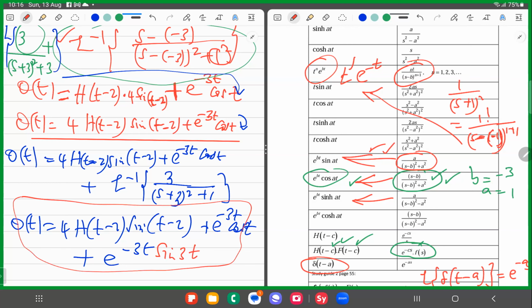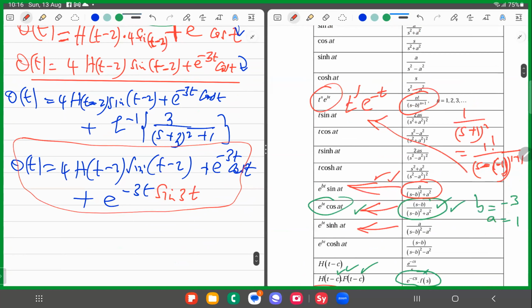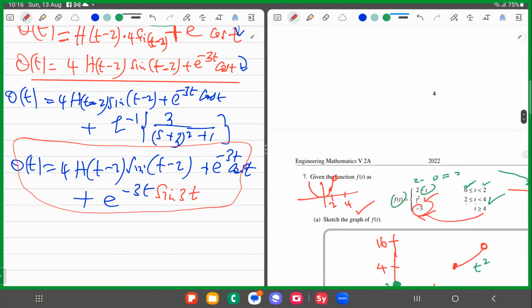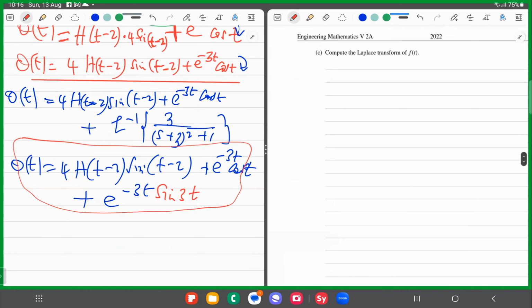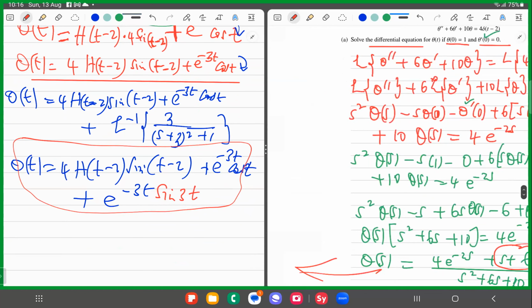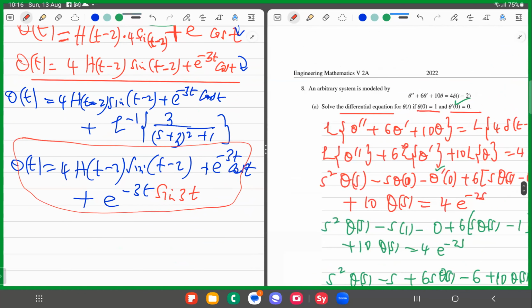How do you check the answers? In general, you can check the answers by multiplying out, by evaluating the function at the initial values. That's the method. Like you can have this one. You can check theta of 0 must be 1, and also theta primed of 0 must be 0. Those are the kinds of things you can do to check the answers. But otherwise, obviously, this is the solution to that one.